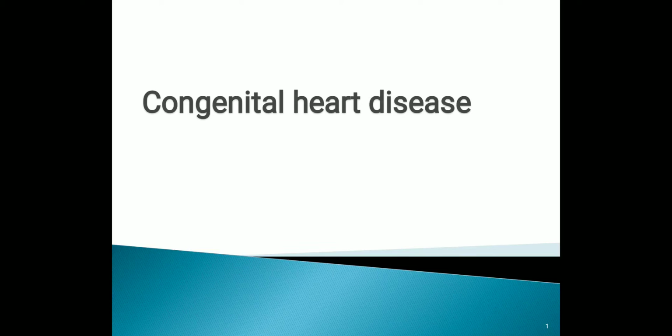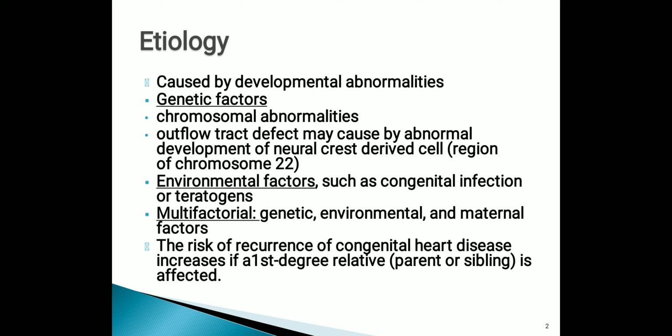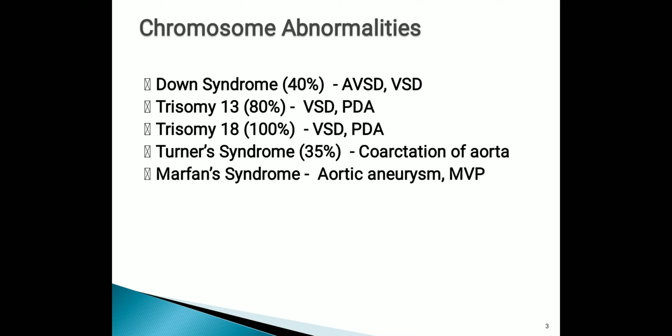Today's topic is congenital heart disease. Etiology: caused by developmental abnormality, genetic abnormalities, genetic factor, chromosomal abnormalities and outflow tract defect, environmental factors such as congenital infection or teratogen, multifactorial like genetic, environmental and maternal factor. The risk of recurrence of congenital heart disease increases if a first degree relative is affected.